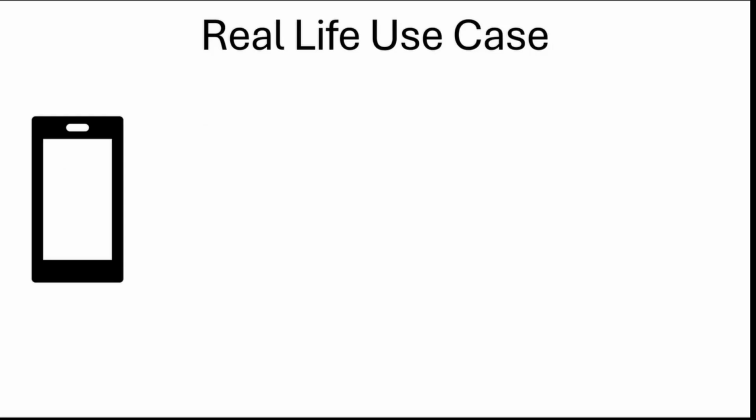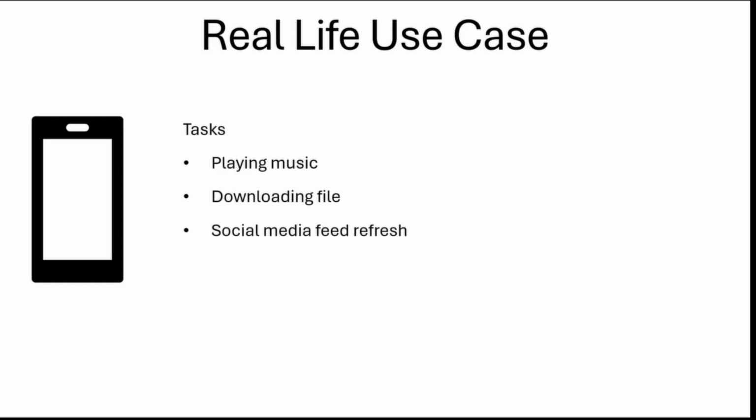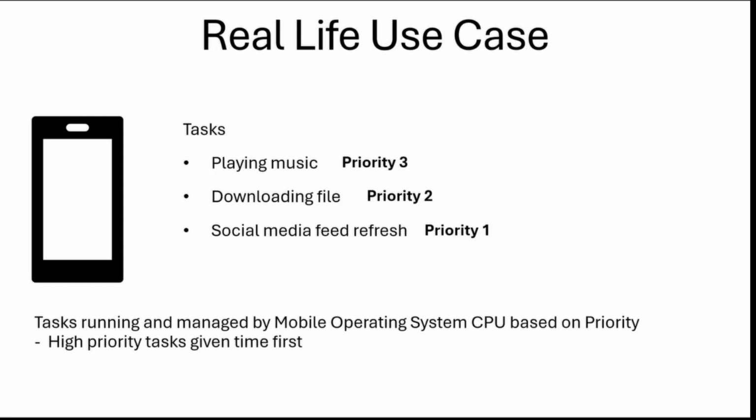Let's say you have a mobile phone where we generally try to do multitasking, right? We basically play music. While playing the music, we download some file. Then we also open the social media feed, refresh it, etc. So there are multiple tasks we can do on a mobile. And each task, let's say, has some priority. So higher the priority, the more important that task is. So the tasks are run and managed by the mobile operating system, CPU, based on the priority.